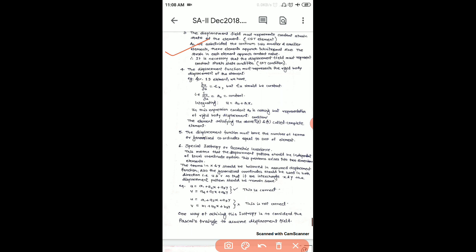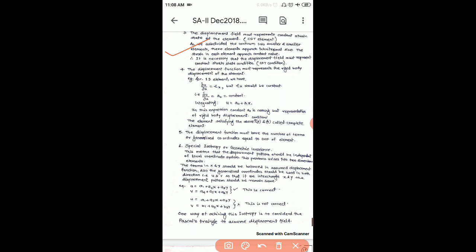The third requirement is that the displacement field must represent the constant strain state of the element, CST. We have seen the CST triangle, constant strain state. As we subdivide the continuum into smaller and smaller elements, these elements approach infinitely small size. The strain in each element approaches a constant value. Therefore, it is necessary that the displacement field must represent the constant strain state.